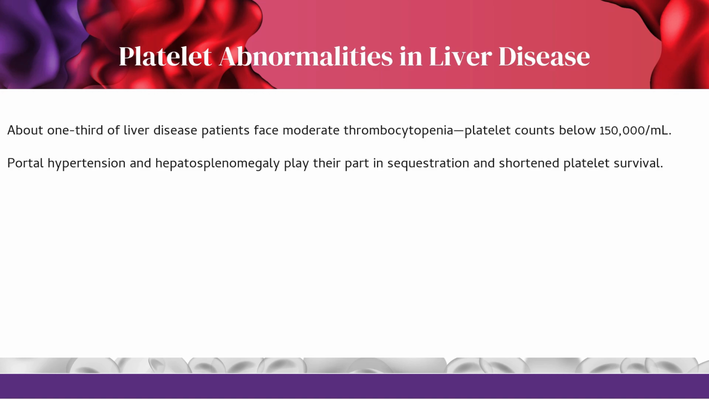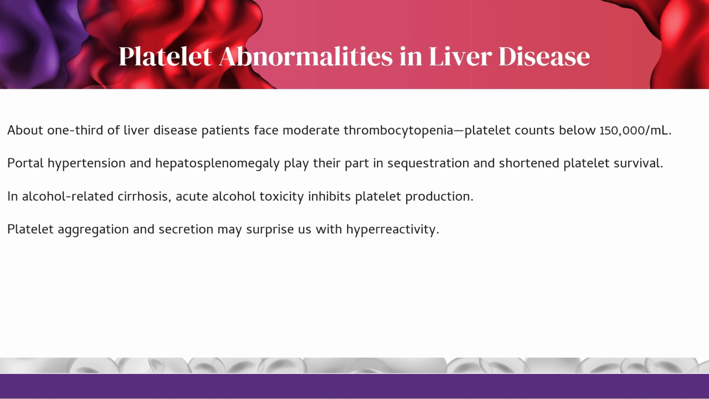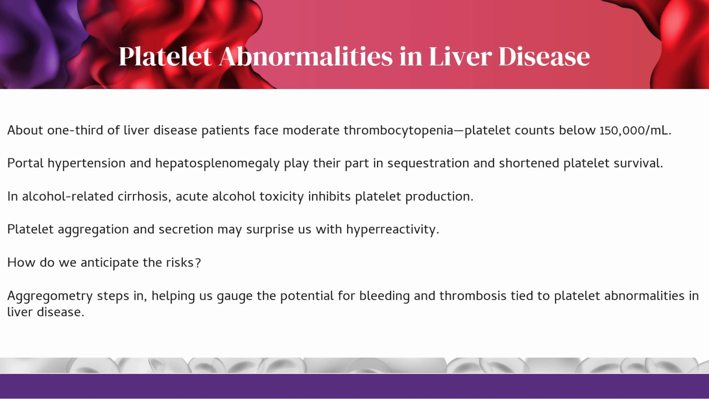Now, here's an intriguing twist. In alcohol-related cirrhosis, acute alcohol toxicity doesn't just stop at the liver, it inhibits platelet production. Platelet aggregation and secretion take a hit, but occasionally, they may surprise us with hyperreactivity. How do we anticipate the risks? Aggregometry steps in, helping us gauge the potential for bleeding and thrombosis tied to platelet abnormalities in liver disease.